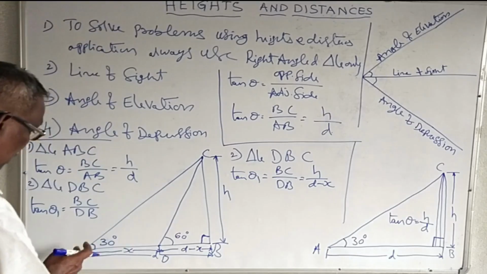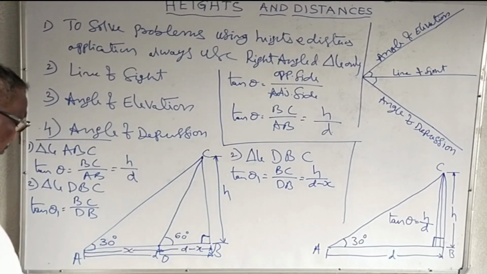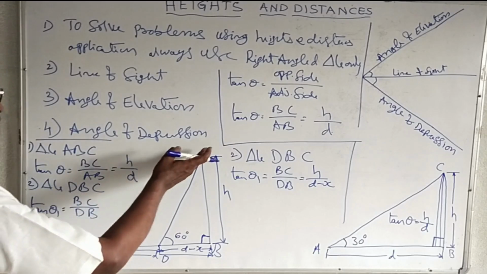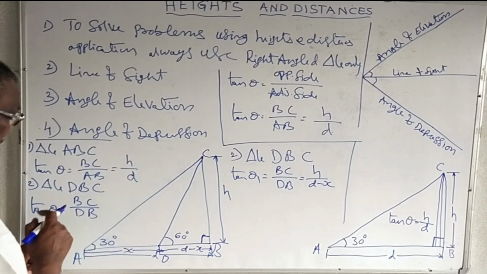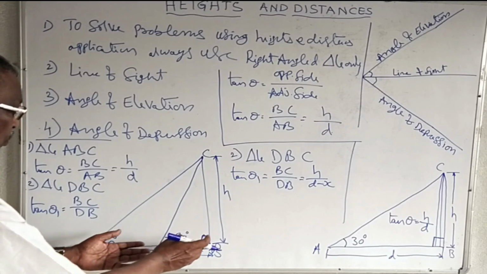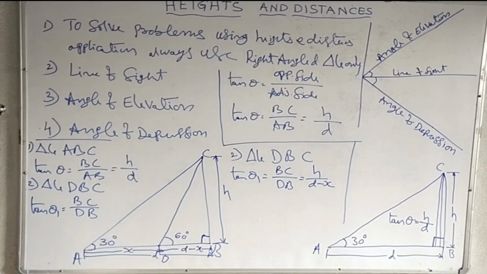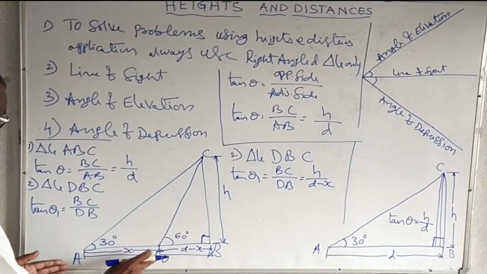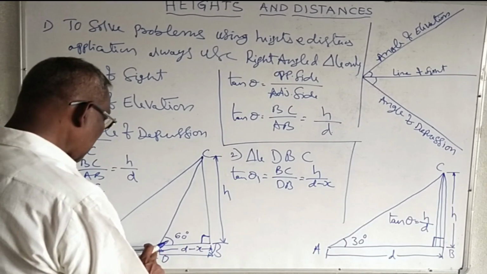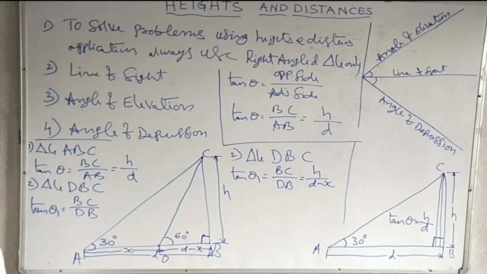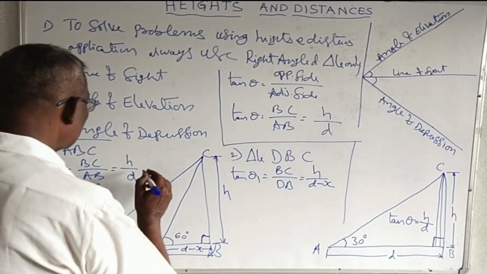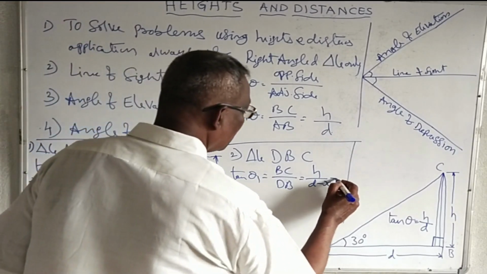You observe this particular situation: first he observed the top of the tower at one angle of elevation, then he walked towards the tower, then he observed some other angle of elevation. In such a condition, they may ask you to find the height or distance from both observer locations, or the distance from the second observer location and the height of the tower. This is equation number 1, and this is equation number 2.